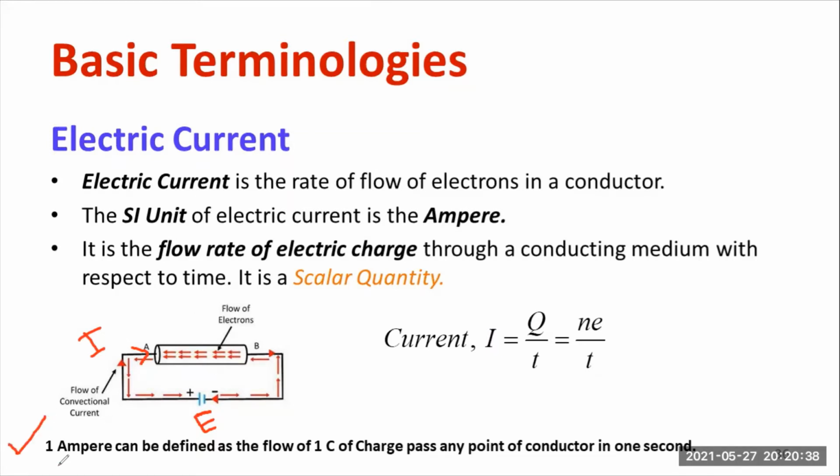One more conclusion, 1 ampere. How do you define 1 ampere? You may get this question in a viva examination. 1 ampere can be defined as the flow of 1 coulomb of charge passing any point of a conductor in 1 second. 1 ampere is equal to 1 coulomb by 1 second. Thus, you can define 1 ampere very easily by using that equation. So this is the most important terminology.